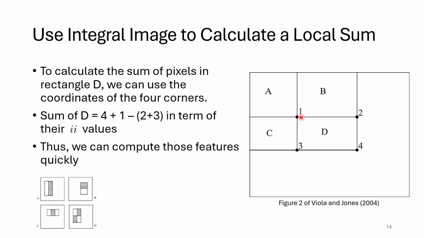That's the reason. If they can calculate the sum of intensity for regions A, B, C, D individually, or I should say put the values in memory, then if they want to get the intensity of D, it will be easy. It will be just value 4 plus value 1 minus value 2 and value 3. So they can quickly get the summation of type A, B, C, D.